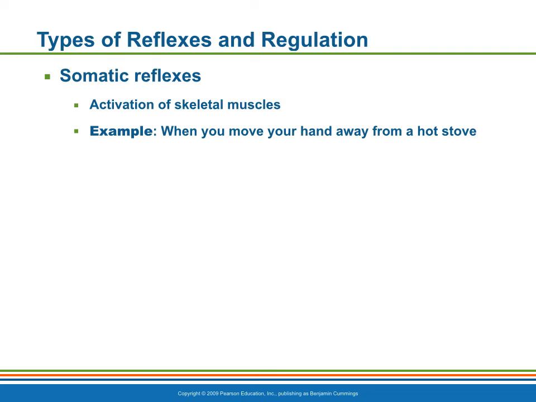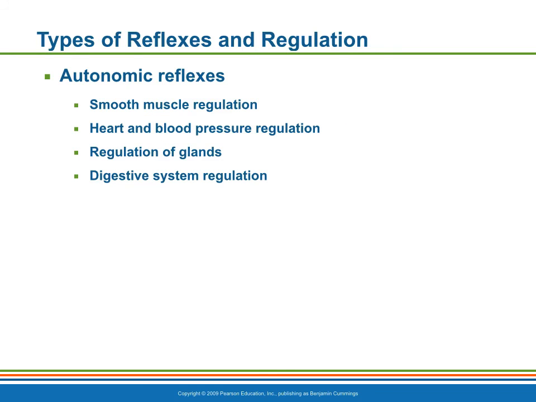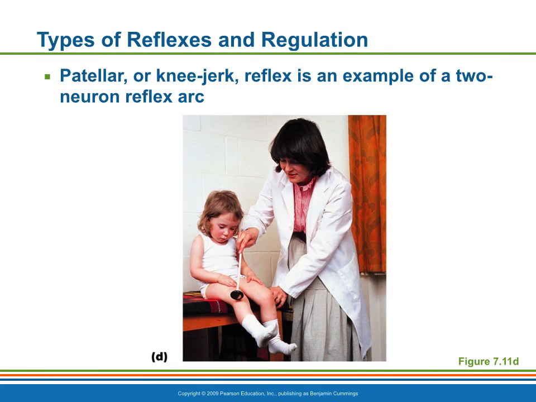Somatic reflexes include all reflexes that stimulate skeletal muscles. Autonomic reflexes regulate the activity of smooth muscles, the heart, and the glands. Secretion of saliva and changes in the size of the eye pupils are just 2 such reflexes. Autonomic reflexes also regulate such body functions as digestion and elimination and blood pressure and sweating. All of those. And this is a photo of a physician testing the patellar or knee jerk reflex. I'm sure most of you have probably had that done before.